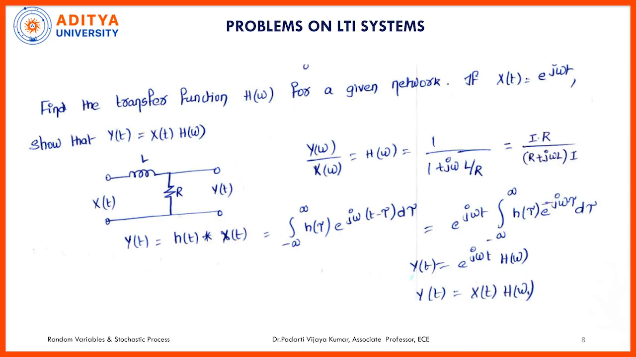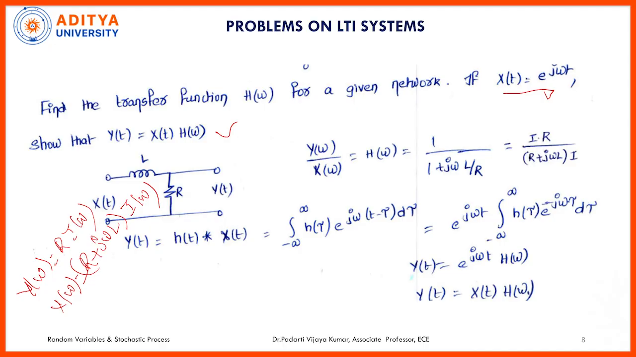Next, one more problem which is related to RL network. Compute the transfer function h of omega, and if x of t is given, you need to show that the relation y of t is equal to x of t into h of omega. In a similar manner, y of omega by x of omega, y of omega is R into I of omega, x of omega is R plus j omega L into I of omega. Y of omega by x of omega is equal to, you will get 1 by 1 plus j omega L by R.